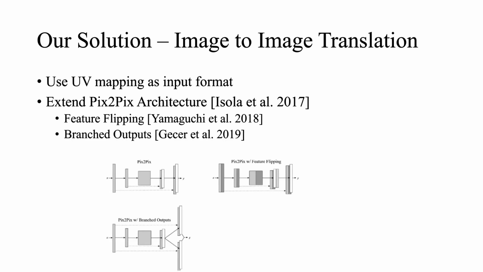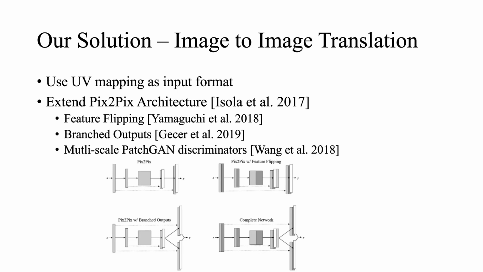The next addition is by Gecer et al. in 2019, where they create a branched network output, where there are individual layers for each of the types of outputs the network has. We use this because we are also generating displacement maps and possibly more types of maps in the future. Finally, we train with 3 discriminators instead of 1. The two extra discriminators are given half and quarter resolution images so that each one sees more of the given image at once, leading to better global awareness during generation. This method is called multi-scale discrimination and was done by Wang et al.